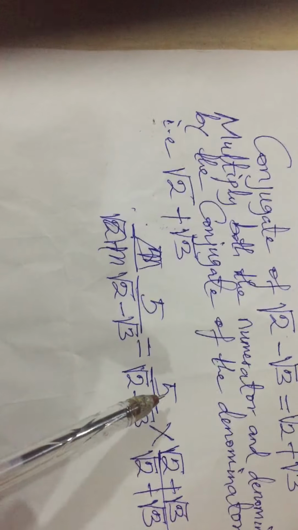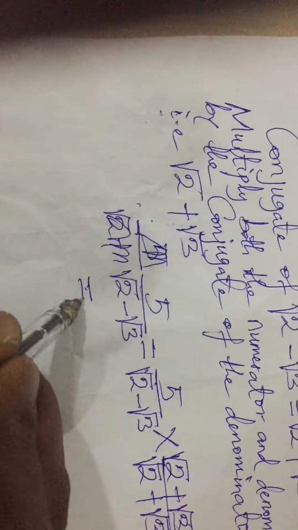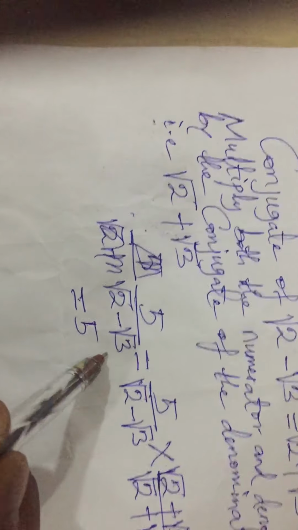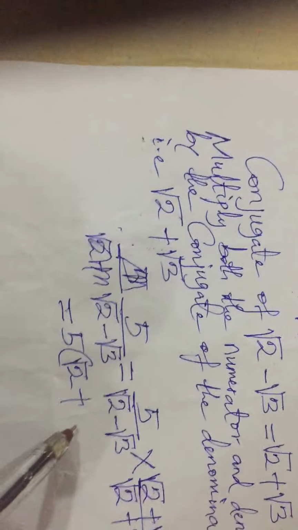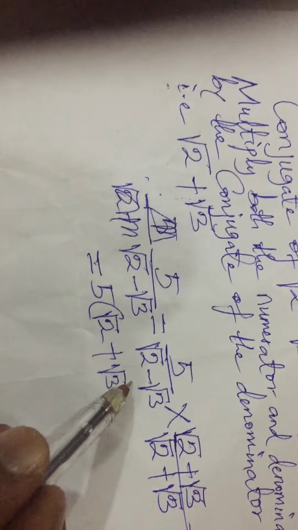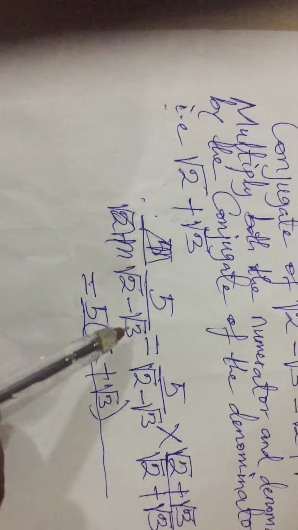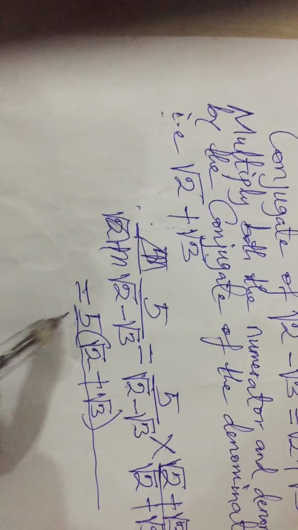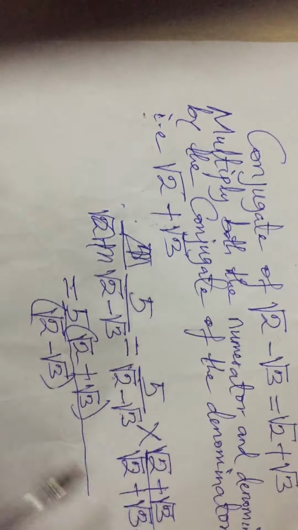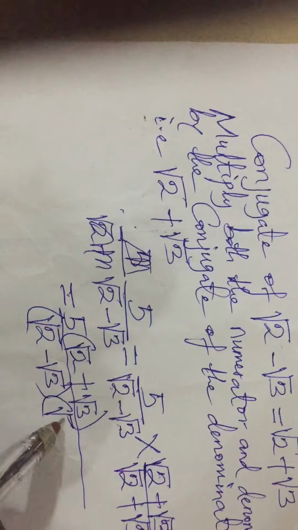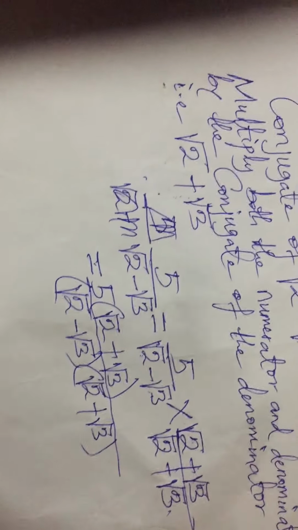Now we have to multiply 5 by each of the irrational values we are having. So I have to bring all of them together, 5 into bracket of root 2 plus root 3. This is what I am having for the numerator. Then divided by root 2 minus root 3 in bracket, then I have root 2 plus root 3. So this is what I am having for the calculation. Now what do I do next?